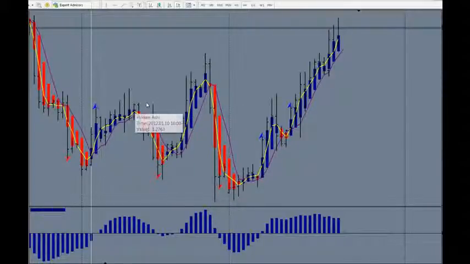So the point is, go to a larger time frame, find when the momentum's going in a certain direction, and then time your entry on a shorter time frame. Hope this was of help to you in learning how to find a trend and how to trade a trend.